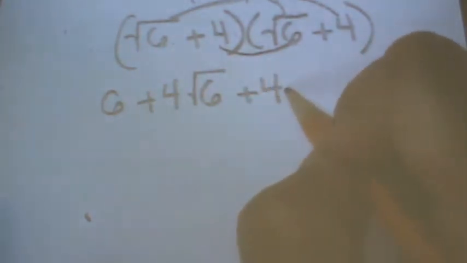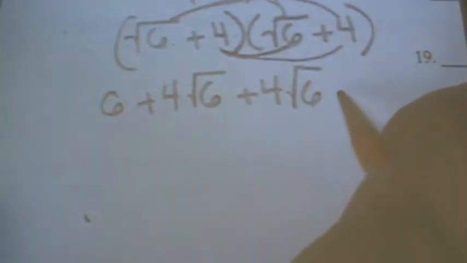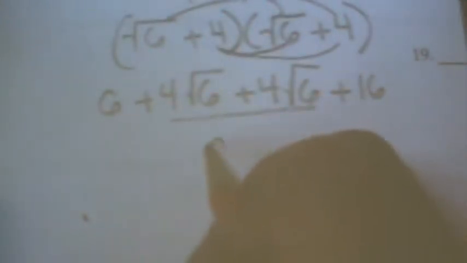Okay, what's root 6 times 4? 4 root 6. And I got news for you, you're gonna have another one. You just make 8 root 6. Yes, you're gonna have 8 root 6. And what's 4 times 4? 16. Okay, what goes together? Those two. And what's 16 plus 6?